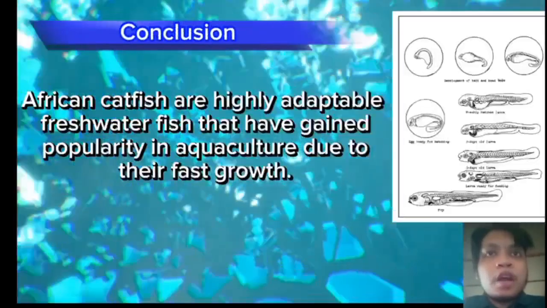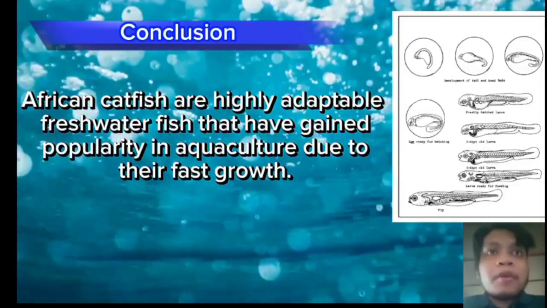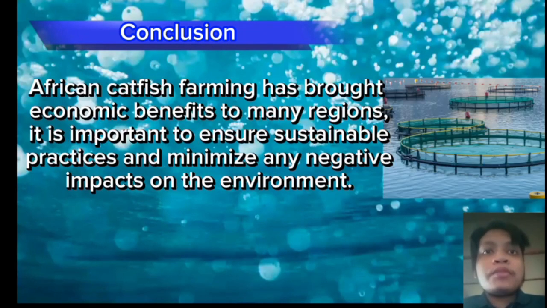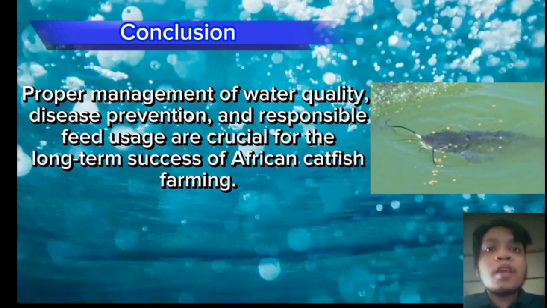In conclusion, African catfish are highly adaptable freshwater fish that have gained popularity in aquaculture due to their fast growth, and they are known for their ability to thrive in different water bodies, including rivers, lakes, and ponds. Lastly, African catfish farming has brought economic benefit to many regions. It is important to ensure sustainable practice and minimize any negative impact on the environment. Proper management of water quality, disease prevention, and responsible feed usage are crucial for the long-term success of African catfish farming.